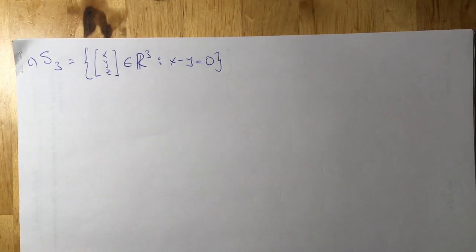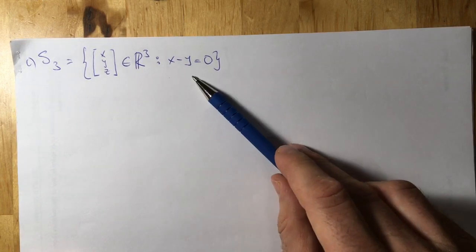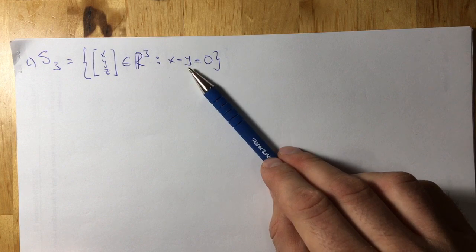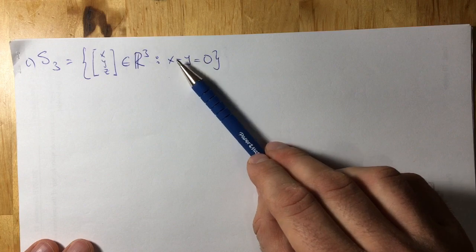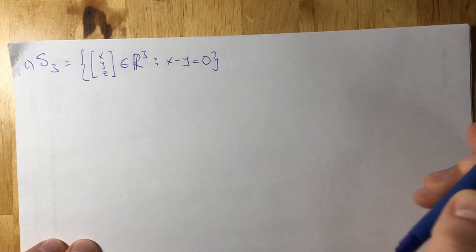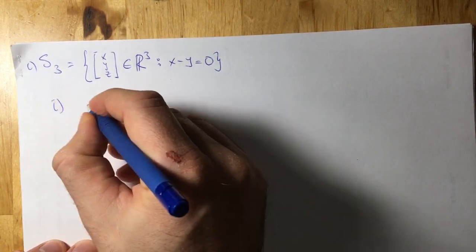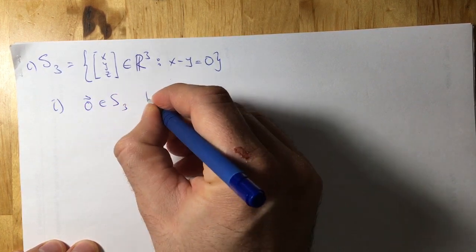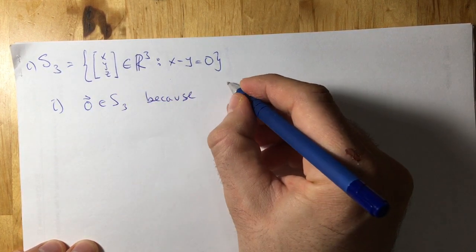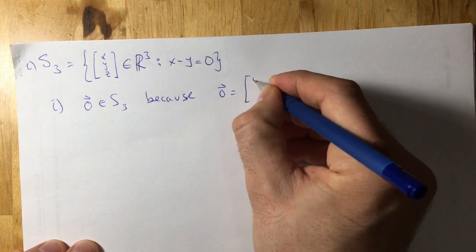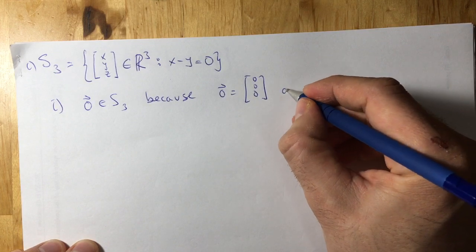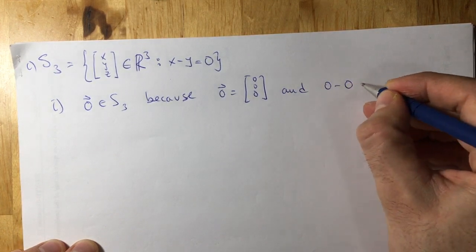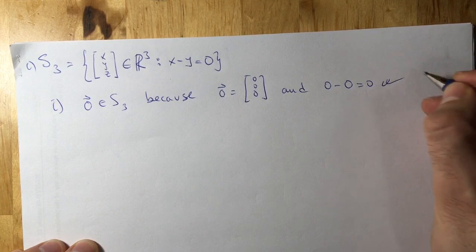Okay, we are still in R3, and I have x minus y is equal to 0. This set here is a subspace because this represents a plane. The plane goes through the origin. We can show that the zero element is in S3 because the zero element is (0, 0, 0). So I take x and y and I check whether x minus y indeed is 0. So that's okay.